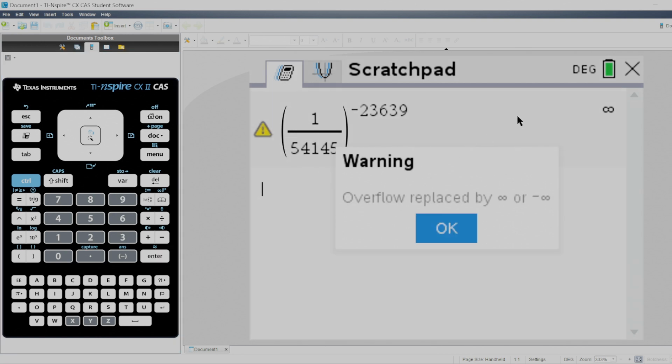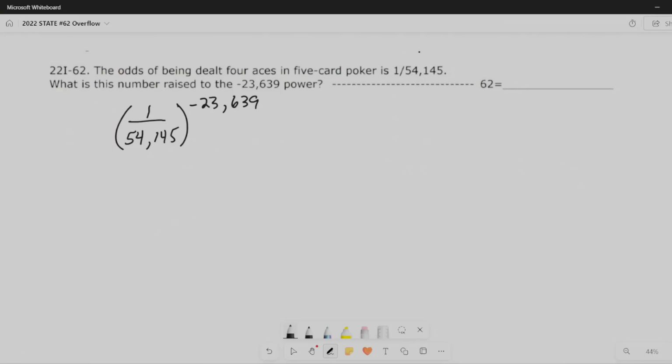Now it's overflow. So how do we do this? And this is pretty fascinating. So what is this number? The way we do it is similar. This is now an overflow problem. This number is too big for the calculator to handle. And so if we're going to write this number, we're going to have to resort to similar methods to the first problem. So I said let A equal, and the way you change this negative to a positive, I'm just going to re-express this as 54,145 raised to the positive 23,639.